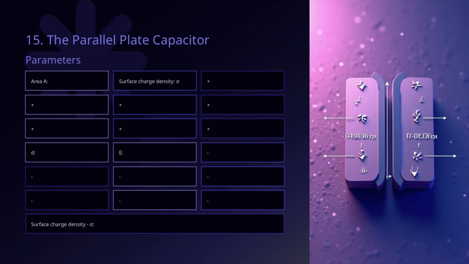So, tying it all together, these parameters, surface charge density, electric field, distance, and area, are fundamental in understanding how a parallel plate capacitor stores and manages electric energy. They're interconnected, and understanding their relationships helps us grasp how capacitors function in circuits and systems.